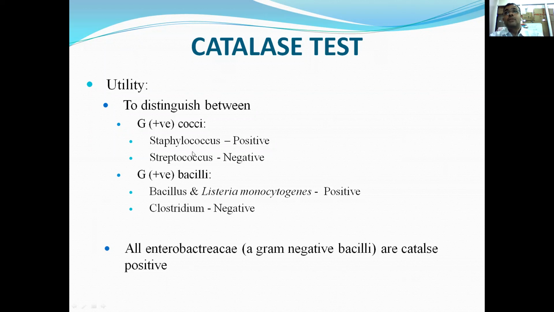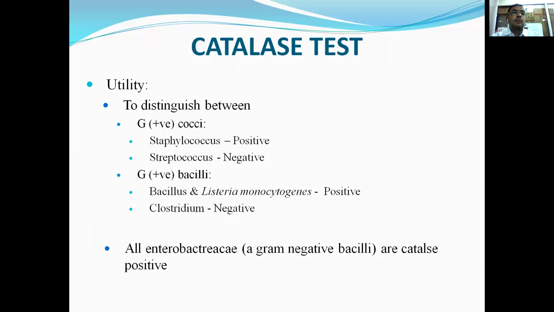One more difference is in the morphology of bacteria: Staphylococcus are present as a bunch of grapes. Okay, so they look like clusters of grapes, whereas in Streptococcus they are present in a chain. Okay, so the chain might be short or long. These two characteristics help to differentiate Staphylococcus from Streptococcus.